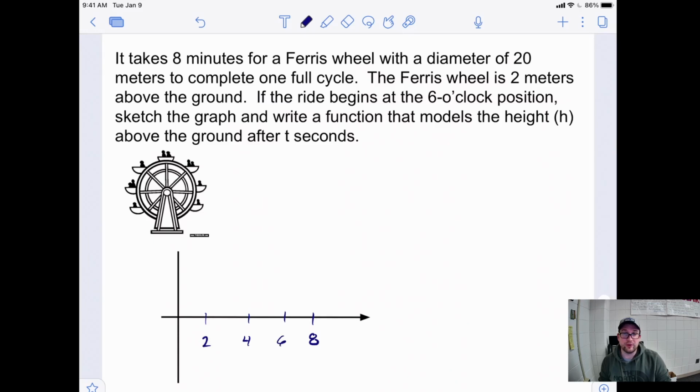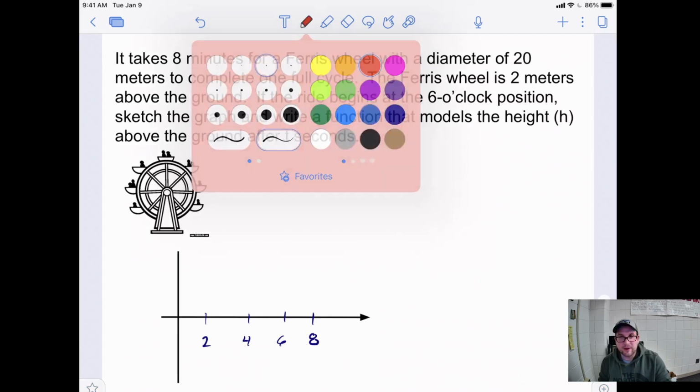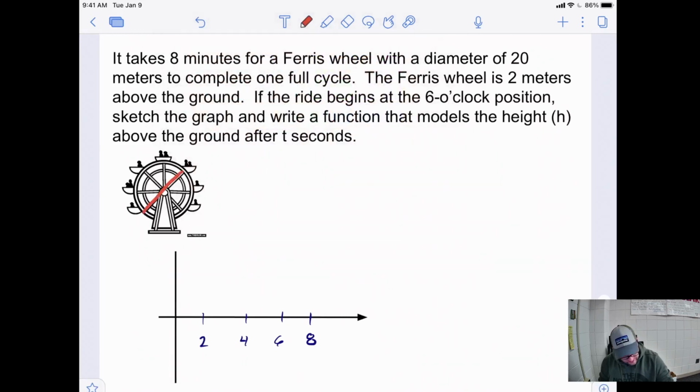What we do know here is that our Ferris wheel has a diameter of 20 meters. 20 meters is this distance right here. That means 10 above the center and 10 below the center. It says the Ferris wheel is 2 meters above the ground. So 2 meters above the ground would be the lowest on this.